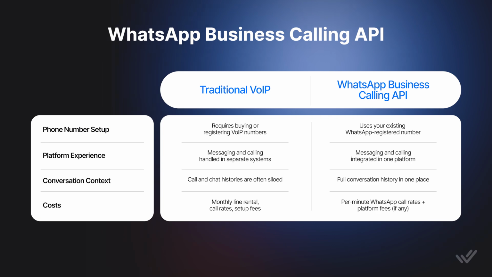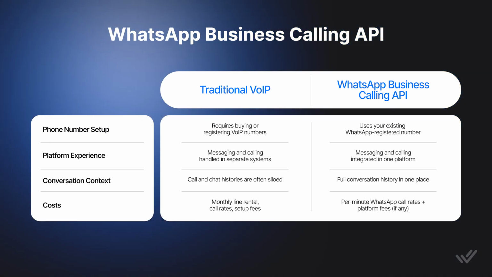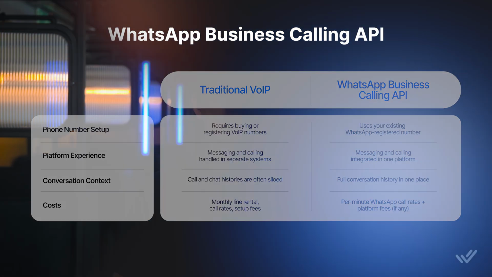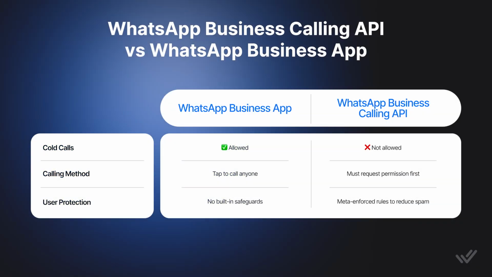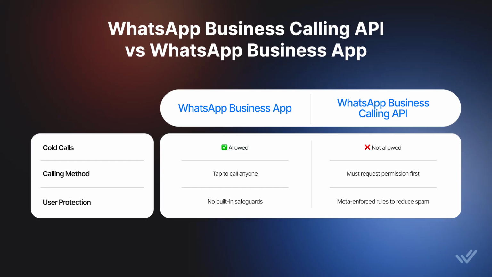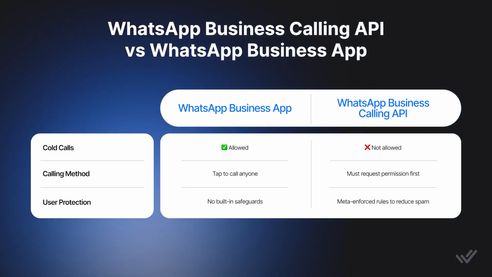Just like the WhatsApp Business app, WhatsApp API supports both messaging and calls, but the way it works is quite different, especially when it comes to permissions and rules. So here's the key thing: no cold calls. Unlike WhatsApp Business app, you must request a user's permission before you can call them. Since calling is more intrusive than messaging, Meta has put strict rules in place to protect users from spam calls. This also means that businesses can build trust with their customers by practicing responsible communication.